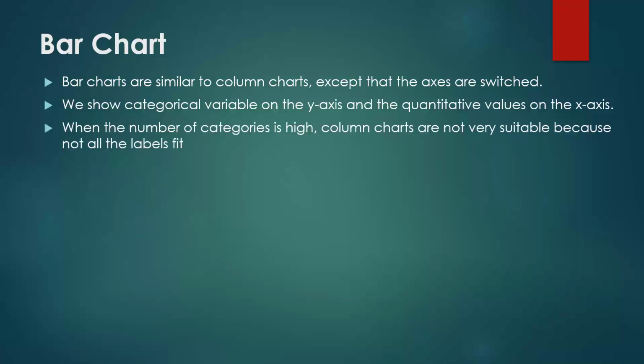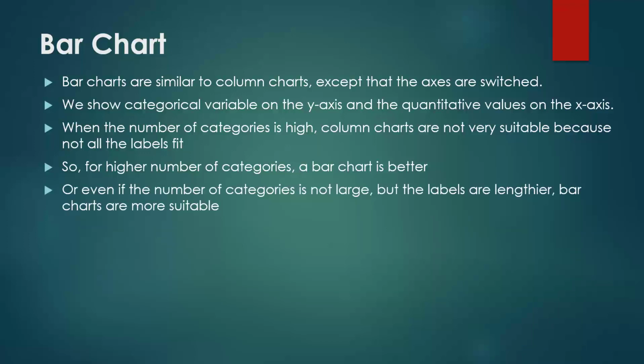So what happens is when the number of categories becomes high, column charts are not very suitable because the labels of the categories will not fit easily on the x-axis. So when that happens, that is the number of categories is large, a bar chart is better so that the labels can fit vertically on the y-axis. And you can see that when we look at an example. And even if the number of categories is not large, but the labels happen to be lengthier, even then, it's hard to fit the labels on the x-axis, so you can use the y-axis.